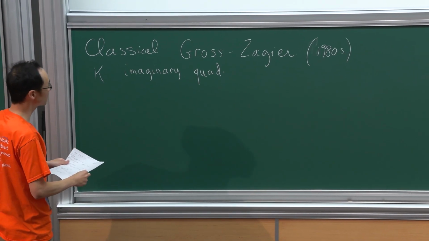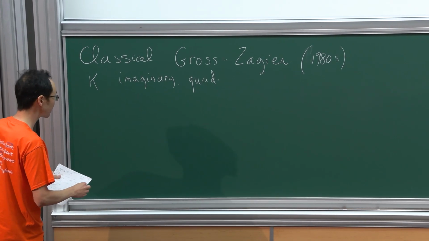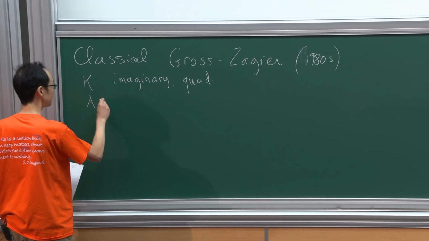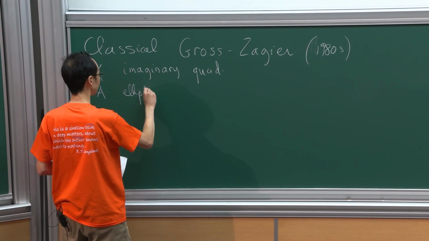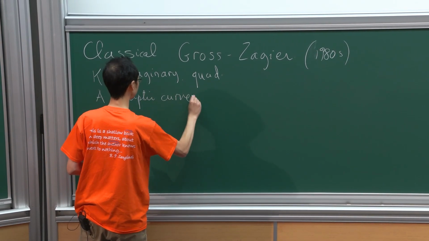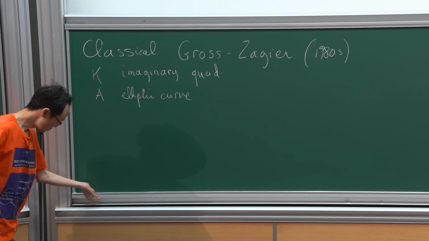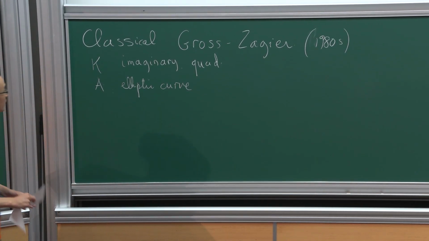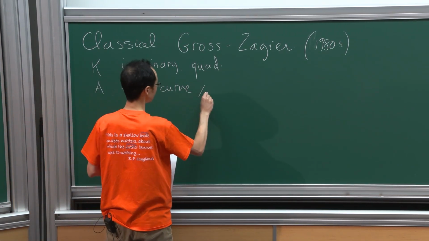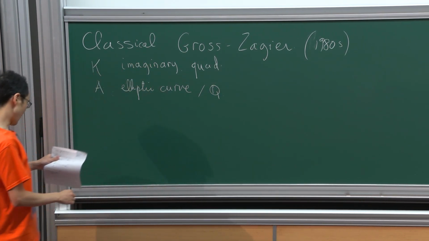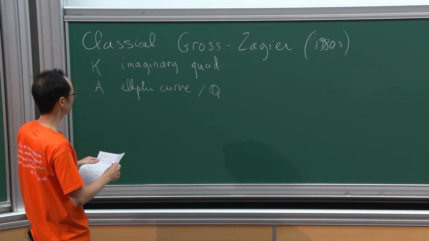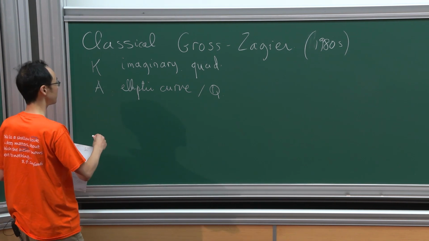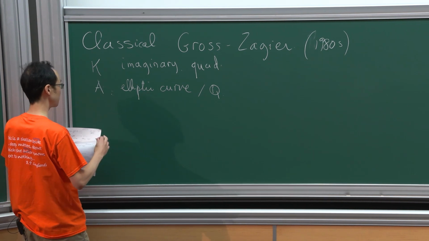Consider an elliptic curve, I call it A. So A is an elliptic curve over Q. Later on, you could generalize and allow A to be a GL2 abelian variety. But here, let's say elliptic curve over Q for simplicity. At the time of the Gross-Zagier formula, people didn't know elliptic curves were necessarily modular, but you could start with a modular elliptic curve.